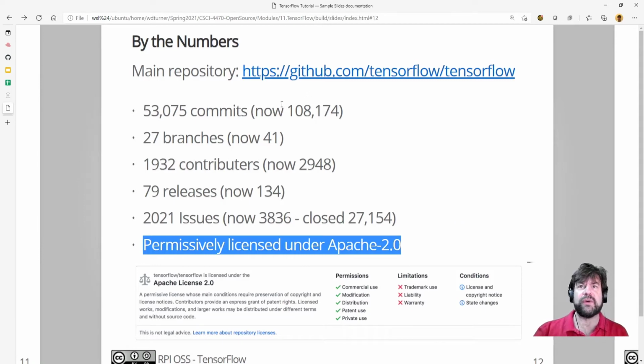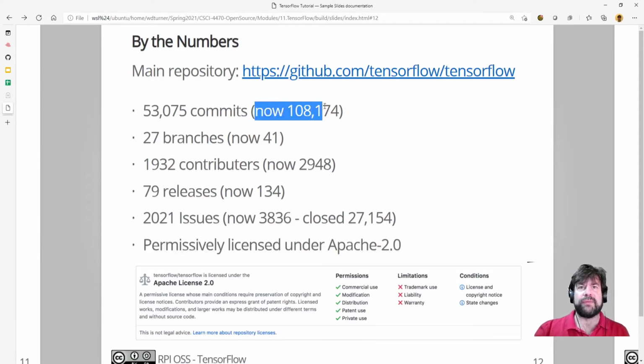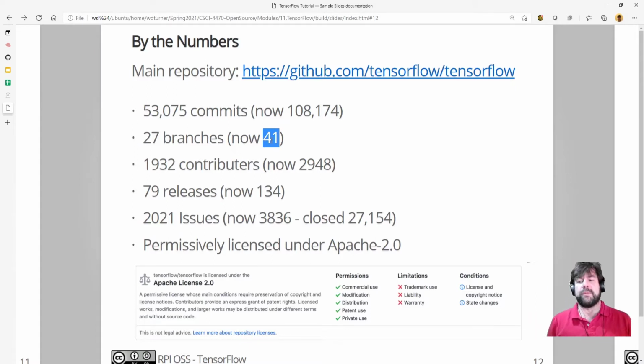Especially what I like to see was how these numbers have grown. They have doubled their number of commits, almost doubled their branches. Now, if they're deleting branches as they go, and they're running one branch per major issue they're working on, you can see they've almost doubled their number of branches, but they've also almost doubled their number of contributors.